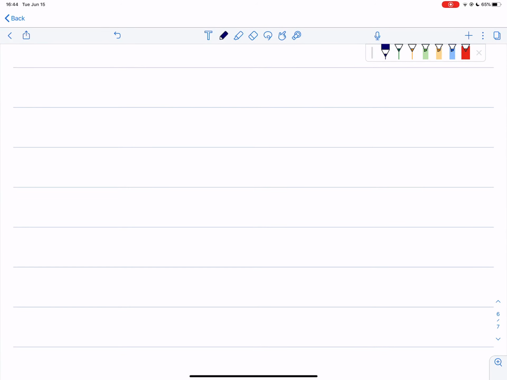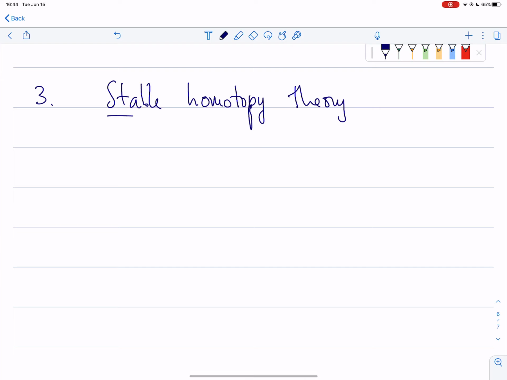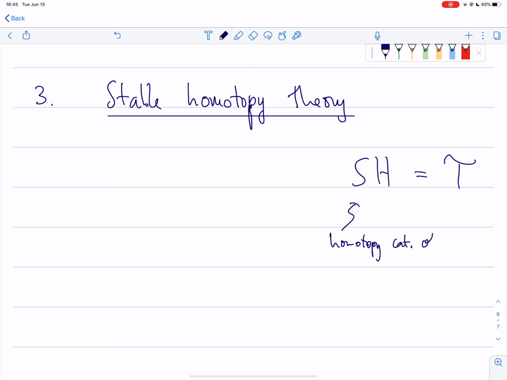Okay, the third and historically much earlier example, so example number 2 was more recent than the algebraic geometric and the topological example. But in stable homotopy theory, there is a triangulated category. So here maybe I'm going to go a little bit faster. The triangulated category is the stable homotopy category. So this is the homotopy category of spectra, of topological spectra.